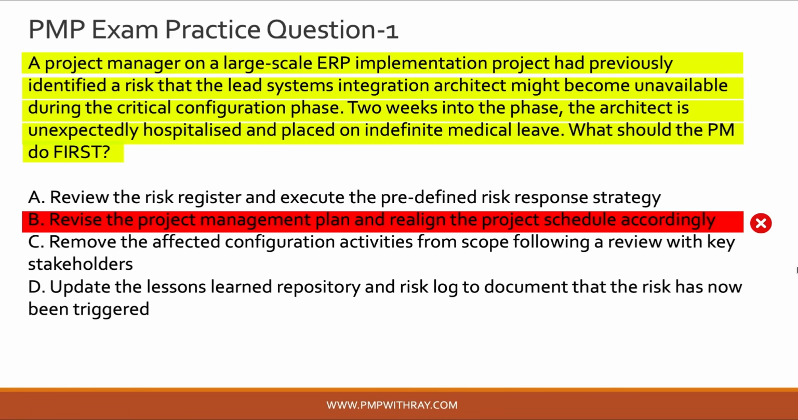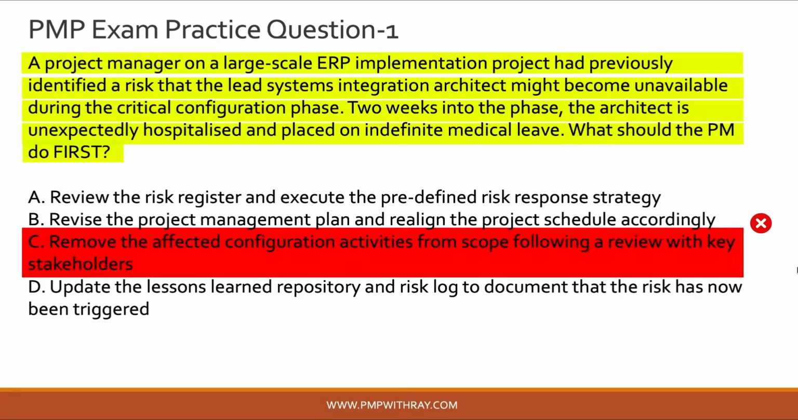Let's look at option C, which suggests removing the affected activities from scope after talking to the stakeholders. Well, that doesn't make sense at all, does it? Because scope decisions are quite serious and you don't start cutting deliverables the moment a resource goes on leave for whatever reason. So that's a pure overreaction by a project manager. And frankly, it could cause far more damage to the project than the risk itself. So option C is also incorrect.